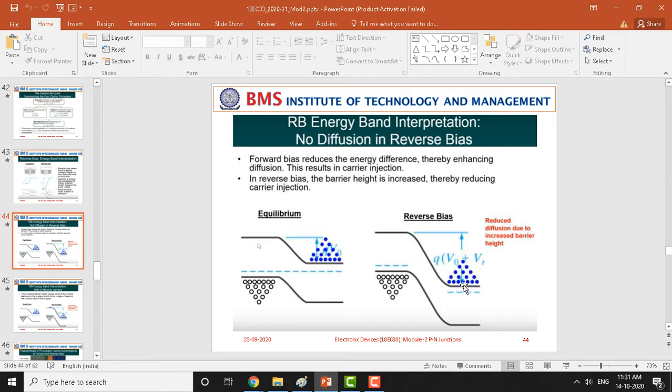Now electrons don't have sufficient energy to surmount this big barrier in reverse bias, because the amount of barrier is Q times V naught plus VR on the N side. The same amount you will have on the P side also. This height is nothing but Q times V naught plus VR. Holes, which are the majority charge carriers on the P side, don't have sufficient energy to cross this very big barrier now.